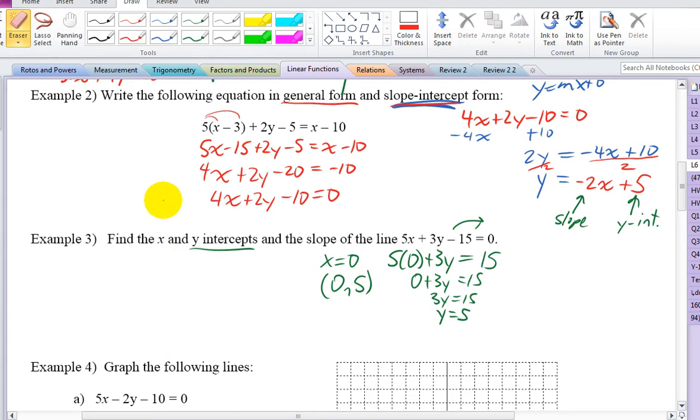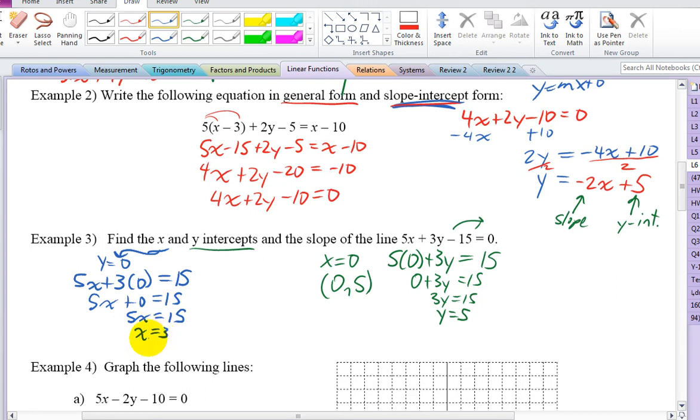Okay. Now for your x-intercept, that means y equals 0. You've got to know that, folks. You absolutely have to know that. So you put into your equation 5x plus 3 times 0 equals 15. Yeah, I cheated again. I moved the 15 over. It's okay. So 5x plus 0 equals 15. 5x equals 15. x equals 3. And that's another point. The point is (3, 0). You could use that in a slope-point equation.